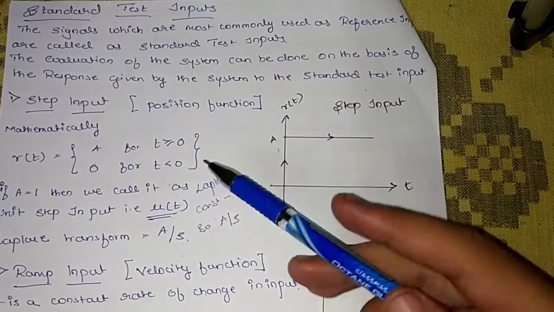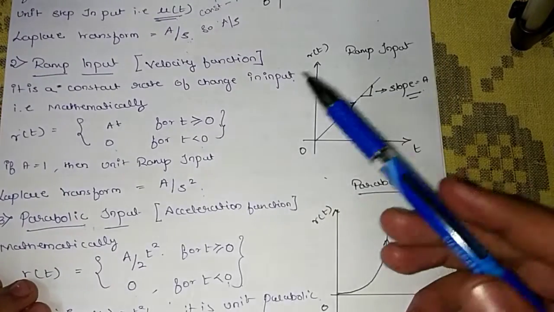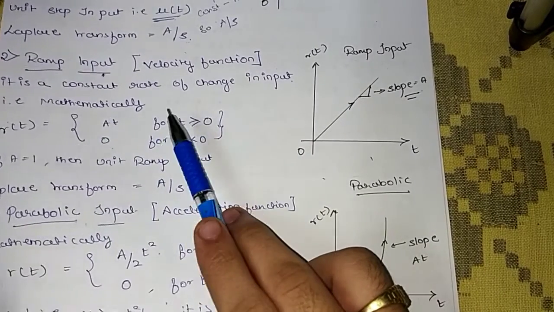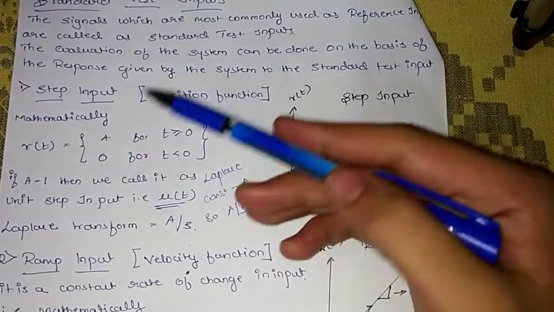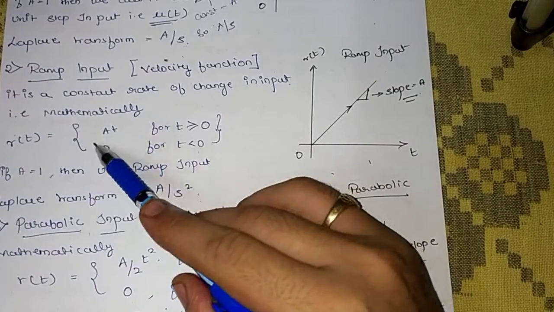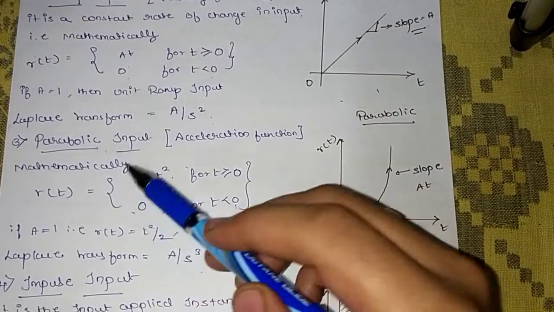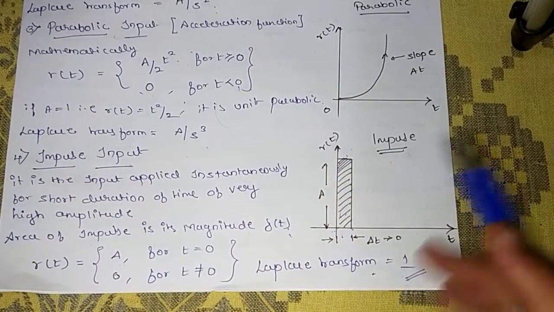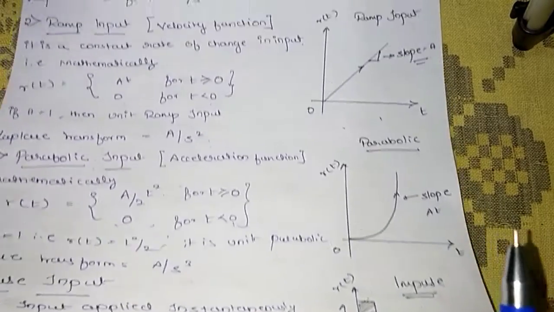See, we have the step input a for t greater than or equal to 0, and 0 for t less than 0. For the ramp, at for t greater than or equal to 0, and 0 for t less than 0. For the ramp, we can say at by 1, and no change will happen. Then a t square by 2, that is the parabolic. And the impulse input we consider as a special case; remember this definition, and the Laplace transform is 1. Okay, this is regarding standard test inputs.